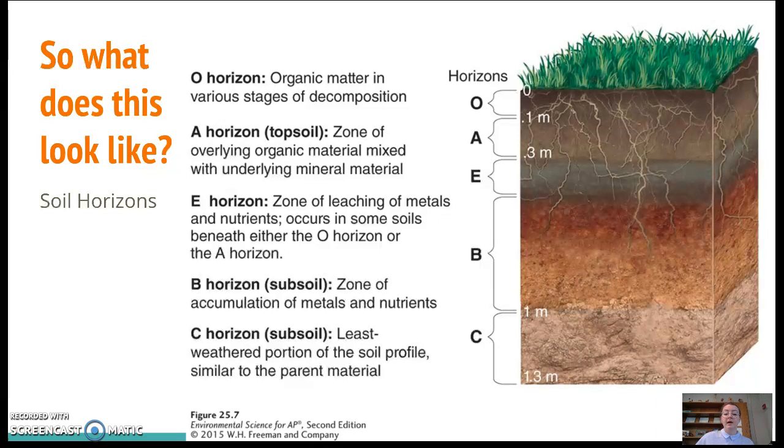Next is the B horizon, which is the zone of accumulation of metals and nutrients. And then last is the C horizon, which is the subsoil, and it's the least weathered portion. It's going to be the most similar to the parent material. And the parent material is really the type of rock that has been broken down to form this soil to begin with.